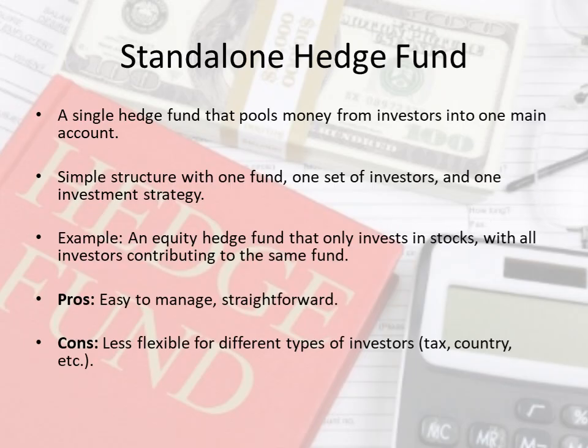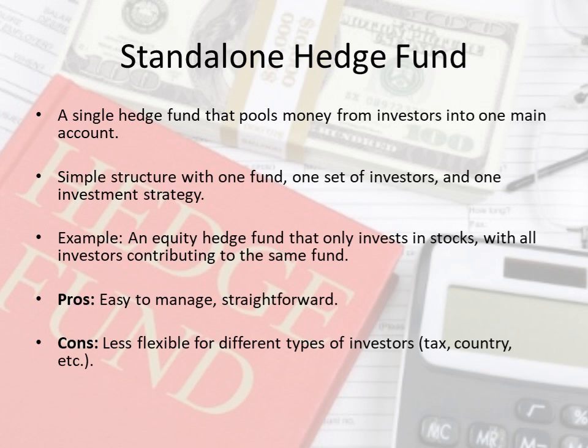Everyone who invests in this fund is part of the same pot, and the manager buys and sells those stocks with everyone's money. If we talk about the pros of this standalone hedge fund, it is simple to manage because all money is in one place. The manager does not have to worry about different rules for different people. And when we talk about cons, the biggest con is, just imagine you have investors from different countries or with different tax needs. This structure isn't very flexible. For example, someone in the US and someone in Europe might face very different tax situations.